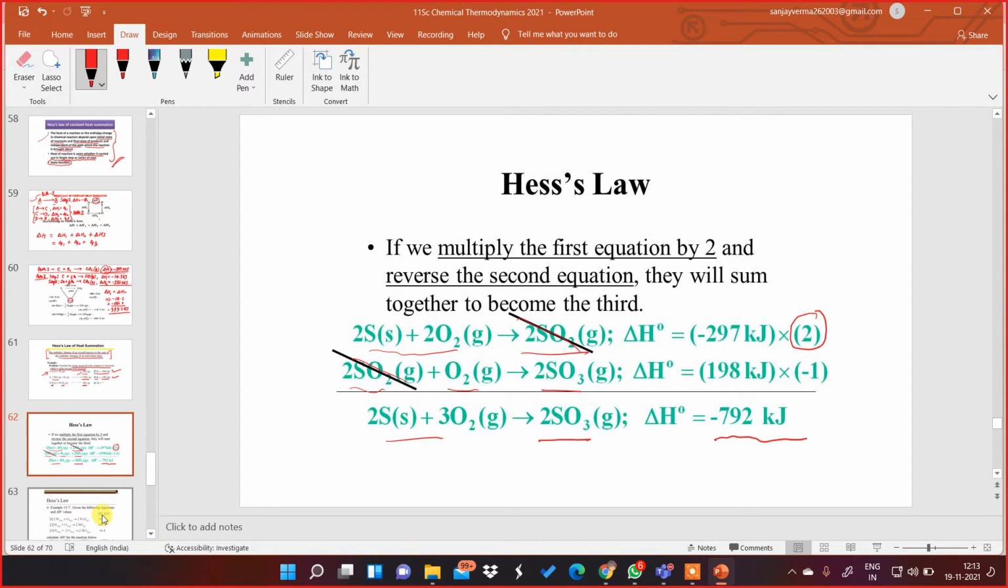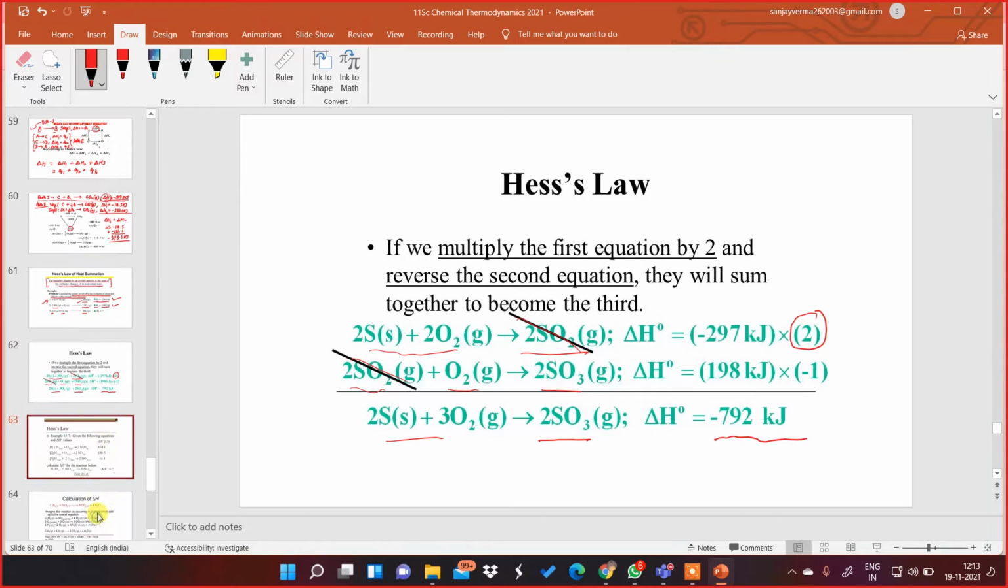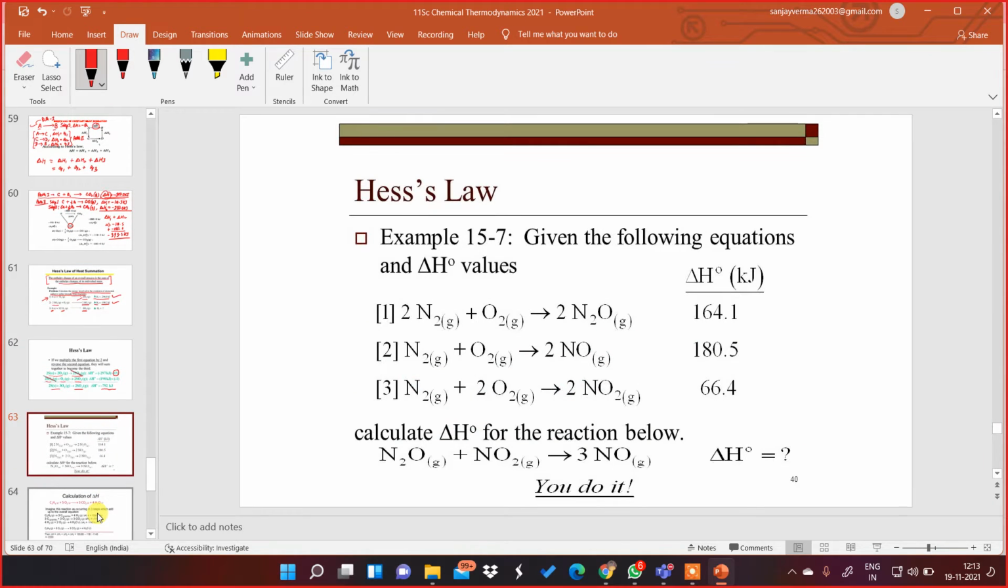So this is the application of Hess's law, how to get the values of the enthalpies of formation of a molecule. Now, this one you try. You can try it just now. I am waiting for you all to copy the question. Take out the exercise copies and copy the question.